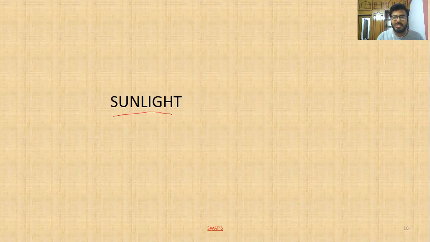Okay, now in the same way, sunlight. Whether sunlight is required or not. So let's do an experiment for sunlight too. Now we are keeping the plant in front of sunlight, and we are covering a leaf with black paper. We'll look at the experiment, then you'll understand.